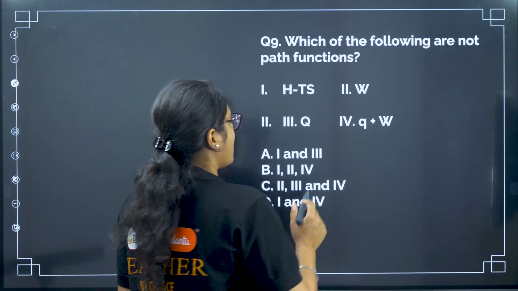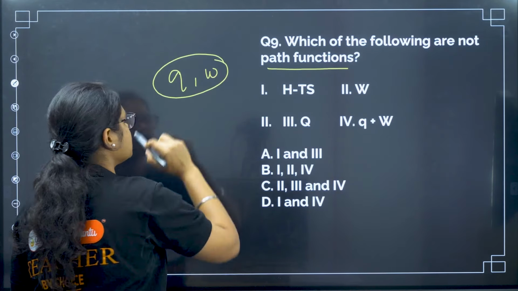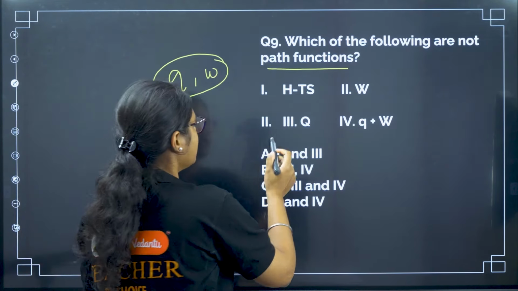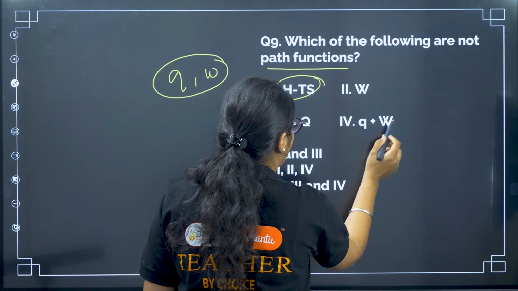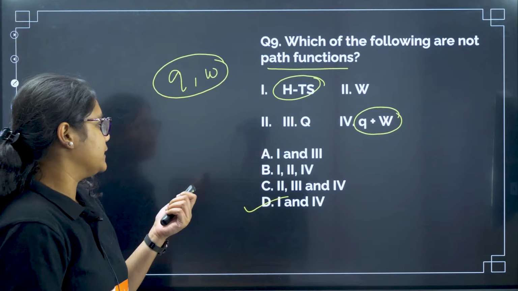Next, which of the following are not path functions? So you know Q and W, these two are path functions, others all are state functions. So that is why you have H and TS and Q plus W. So 1 and 4. That is the correct answer, option number D.